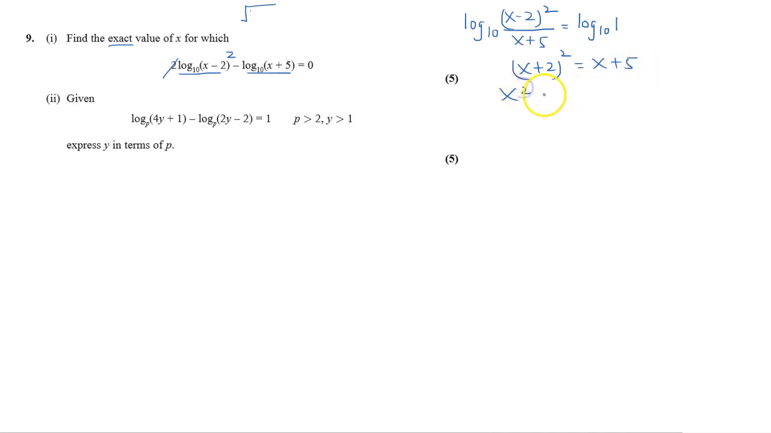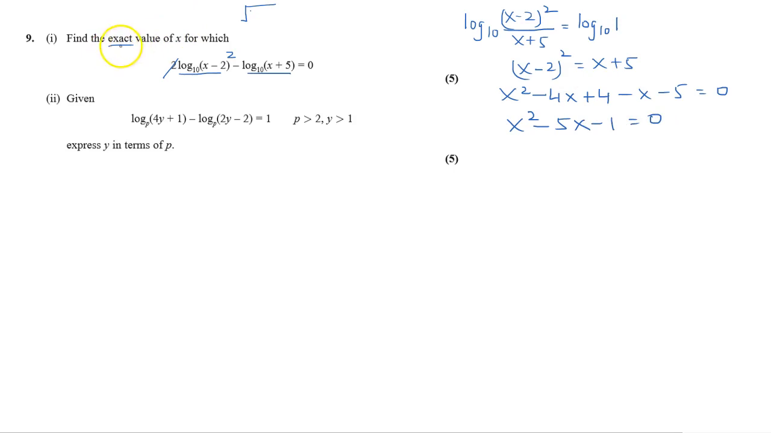So x square, this thing is negative, x square minus 4x plus 2 square is 4 minus x minus 5 is equal to 0. So this is x square minus x minus 4x is minus 5x plus 4 minus 5 is minus 1 is equal to 0.